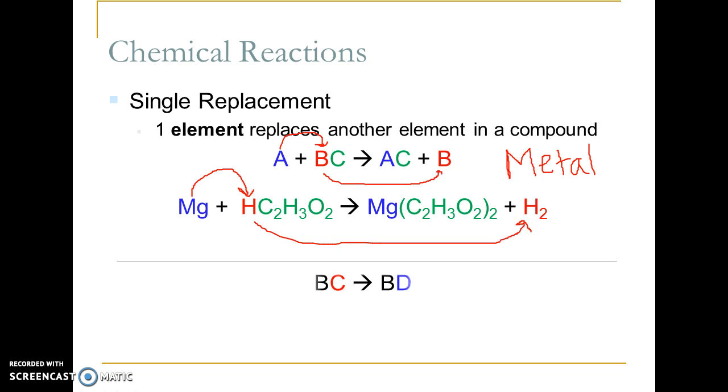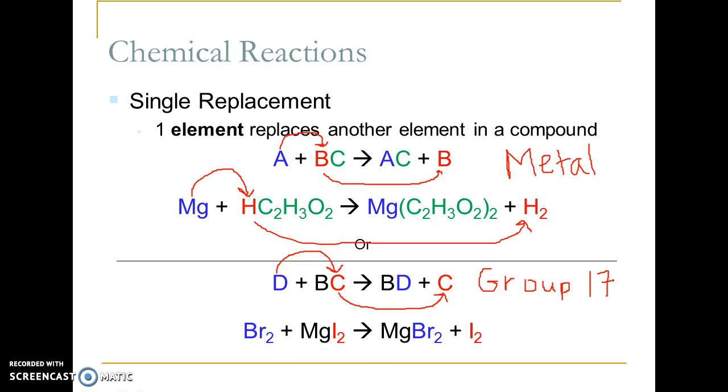Another type of single replacement reaction we can have is this. This says D plus BC yields BD plus C. This type of single replacement reaction is where you're going to have non-metals switching places. Here we have D kicking C out. Okay, so this non-metal has to be specific though. It has to be from group 17. Group 17 are your halogens, and your halogens include fluorine, chlorine, bromine, and iodine. So this is from group 17.